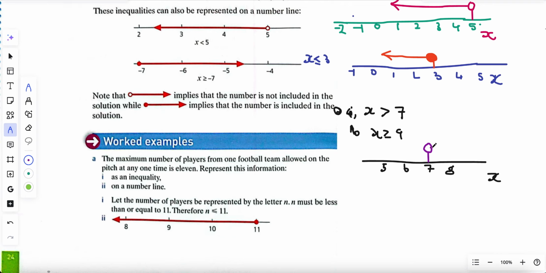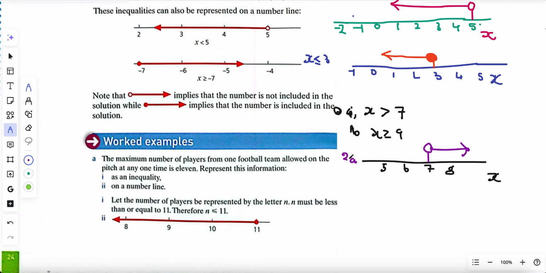So you move to the right. Why are we going to move to the right? Because greater than is the right arm. So since it's greater than, you move to the right side, and you draw your arrow. So this is x is greater than 7. Only x is greater than 7. Now the B part; this is 2A, question 2A.